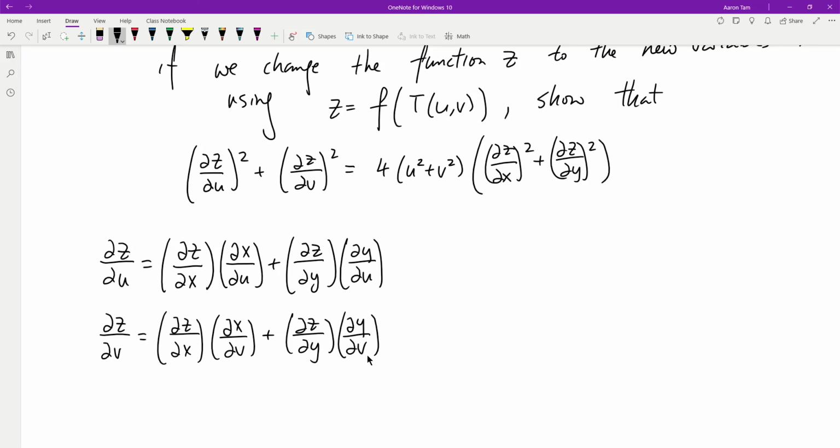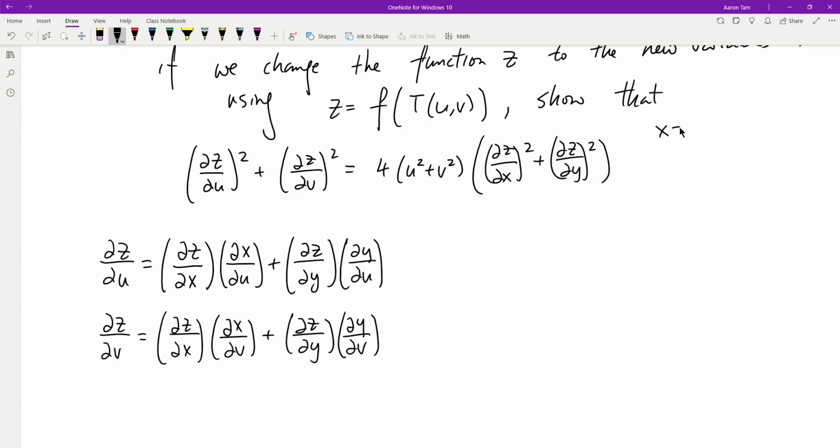So now we don't know how z is affected by x or y, because that would be defined by the function f, and we're not given function f. So we don't know that. But we do know how u affects x and y, and how v changes x and y, because we are given those. So let's see.